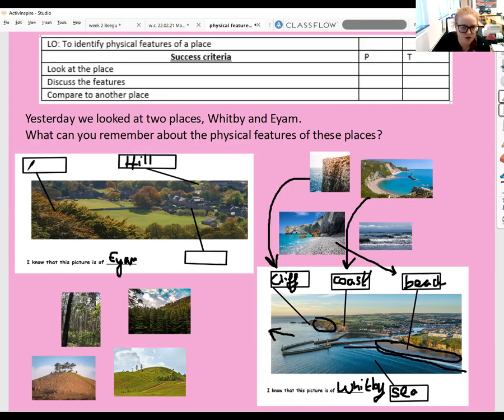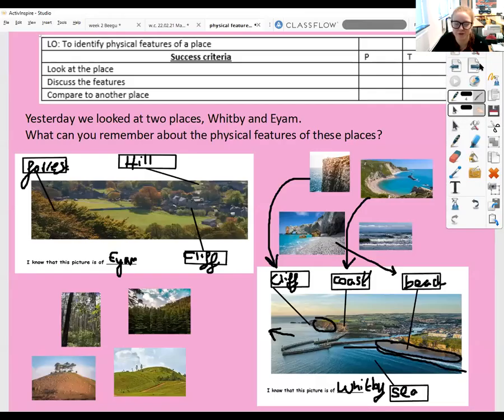Well, I know there's things like hills in the background, hill. I know we've got some forest. I know we can't see it in this picture, but I know we have some cliffs. We might call them crags as well if they are inland and not near the sea. Fantastic. That was a great recall, year one.